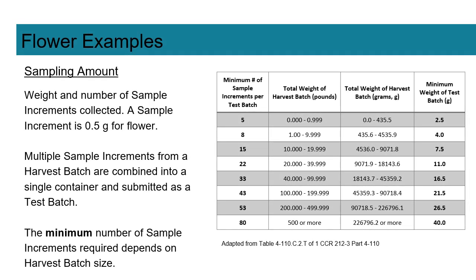Sampling amount. This is the weight and number of sample increments that are to be collected. A sample increment is 0.5 grams for flower. Multiple sample increments from a single harvest batch are combined into one container and submitted as a test batch. The minimum number of sample increments required depends on harvest batch size. Refer to this table from 4-110 of Colorado's MED rules.